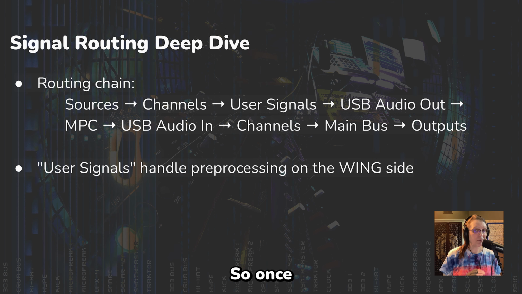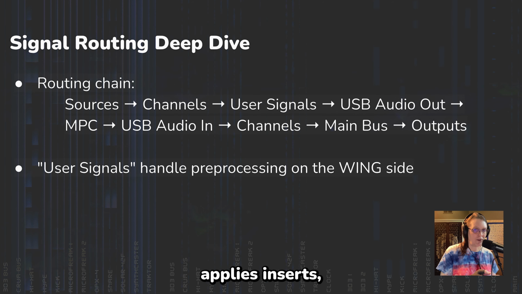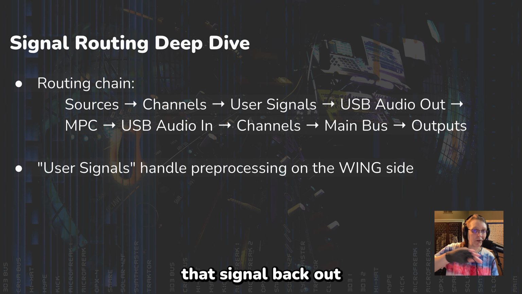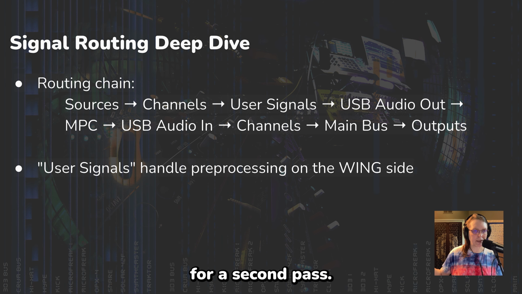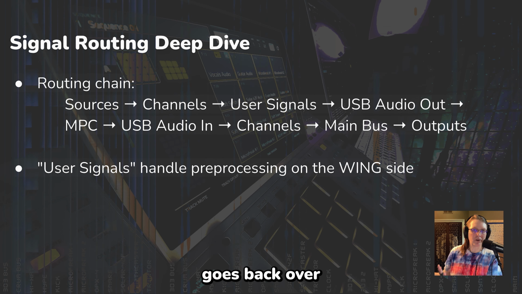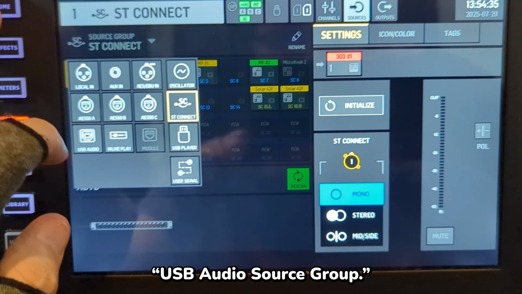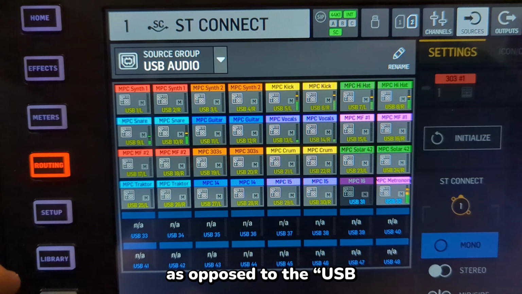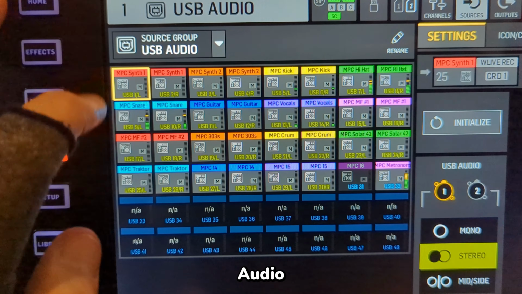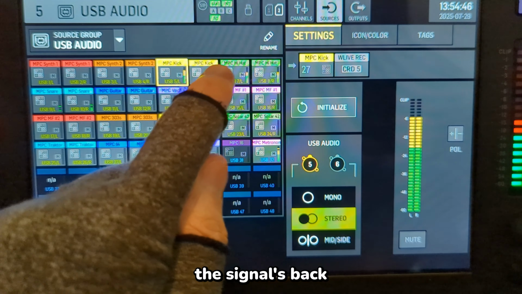Once you've defined which audio tracks use which outputs over on the MPC side, the MPC does what it does during your performance, applies inserts, fader levels, etc., and sends that signal back out over USB, back to the Wing for a second pass. The signal leaves the MPC, goes back over to the Wing, and over on the Wing, that signal shows up as Wing's USB audio source group, as opposed to the USB audio output group, which left the device earlier. So now the signal's back as the USB audio source group.